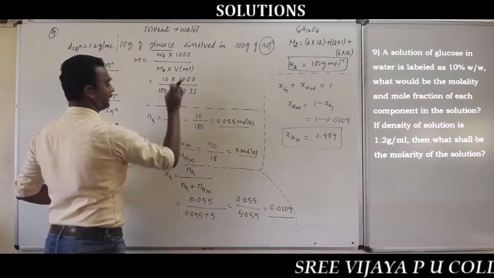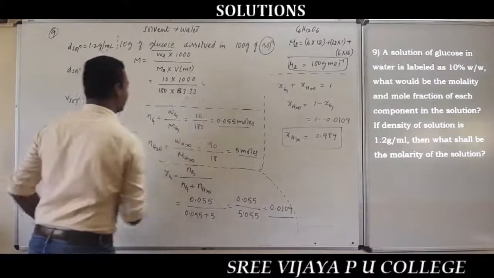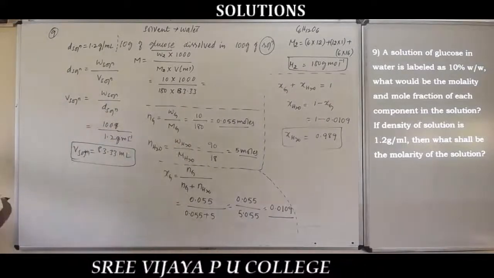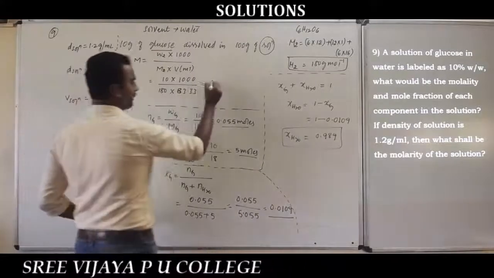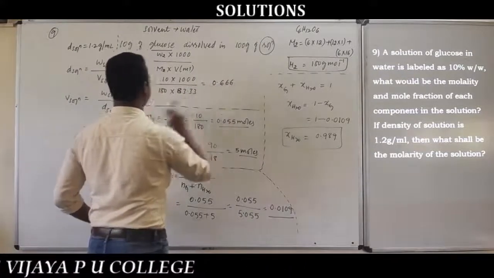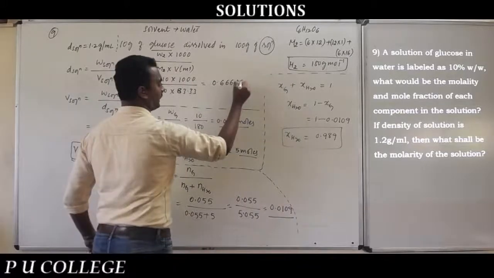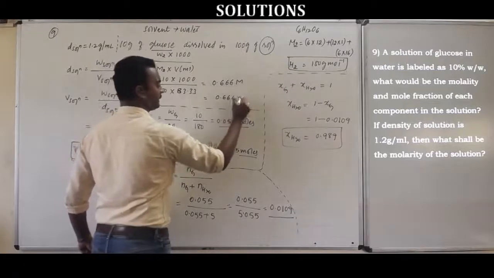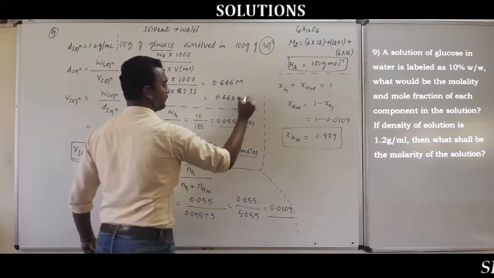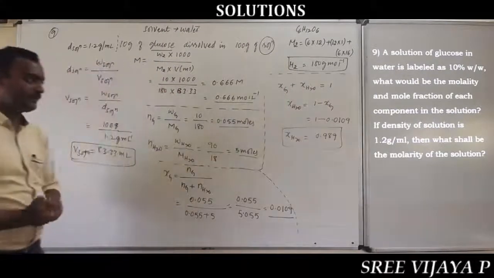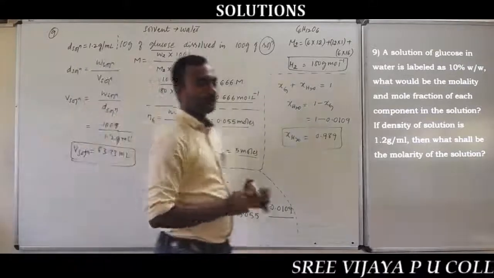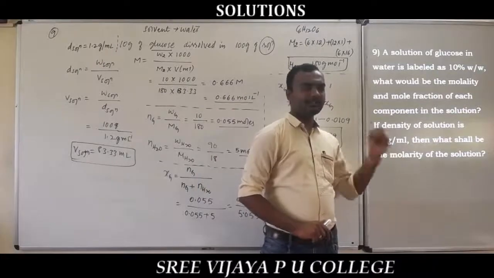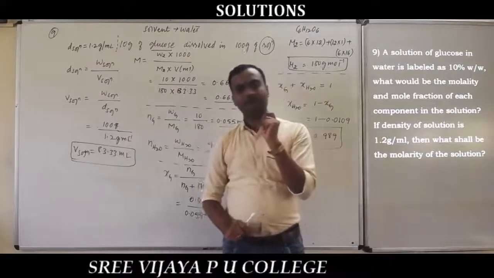Calculate: 10 into 1000 divided by 180 into 83.33. That is equal to 0.666 molarity, unit capital M, which is nothing but mole per liter. That is the molarity of the solution. This is very important for competitive exams. If density of solution is given in the question, that is a hint to calculate the volume of solution.